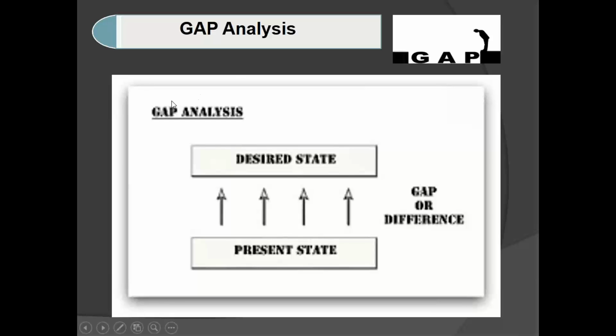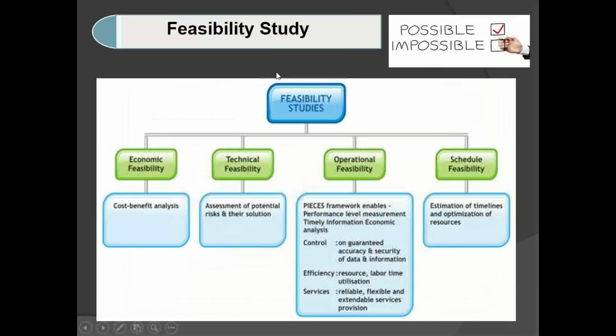Then the next one is feasibility study. I have already explained feasibility study in our SDLC module, that is module number 2. In feasibility study, we are going to have 4 parameters. Each and every requirement has to satisfy those 4 parameters. If any requirement is not satisfying any one of these parameters, then we are not going to take it into the development process. So what are those 4 parameters?